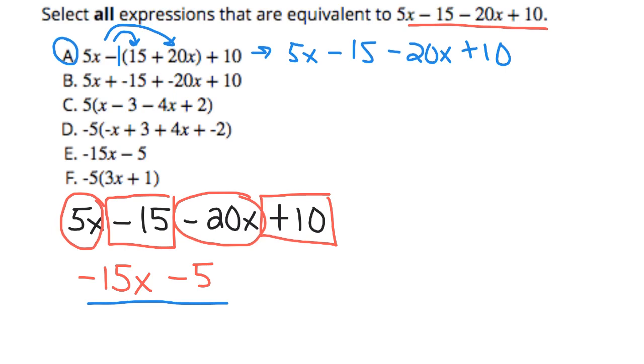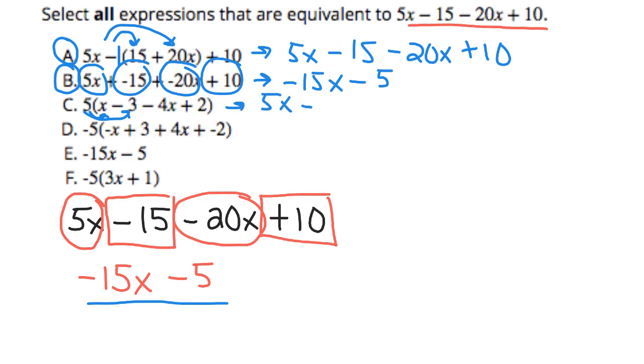We have 5x, and then we're going to take the 5x and subtract the 20x, so we get negative 15x, and then negative 15 plus 10 is negative 5. So B also works. And then on C, we're going to distribute this 5 to everything on the inside. So it's going to be 5x minus 15 minus 20x, and then plus 10. And that's the same thing that we have up there, so C works.